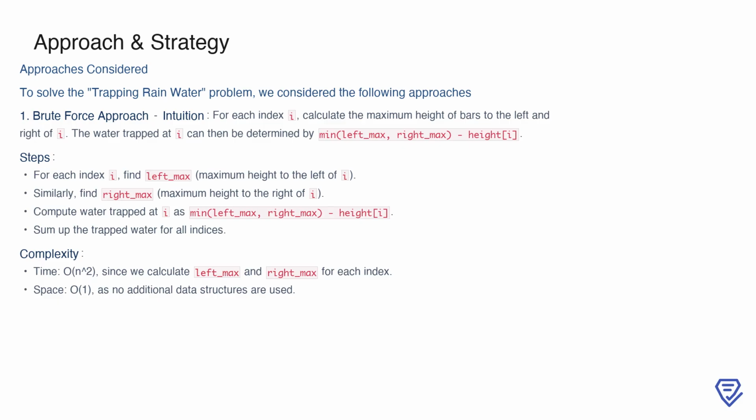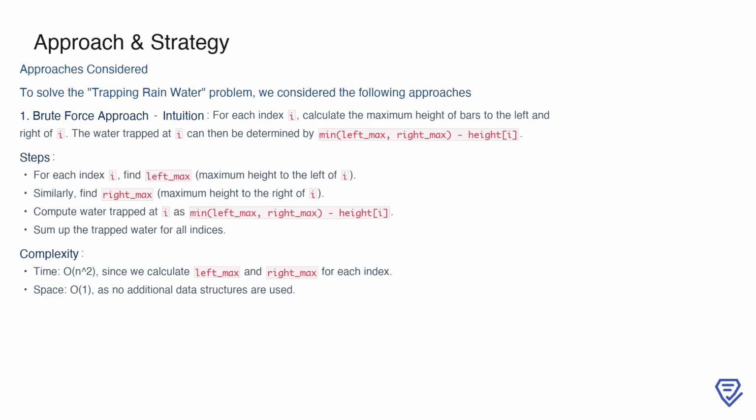To solve the trapping rainwater problem, we first considered the brute force approach. The intuition here is to calculate the maximum height of bars to the left and right of each index i. Using these values, the water trapped at index i can be determined by taking the difference between the smaller of these 2 maximum heights and the height at i. The steps involve iterating through each index, finding the maximum height to the left and to the right, and then calculating the trapped water at that index. By summing up the trapped water for all indices, we obtain the total water trapped.